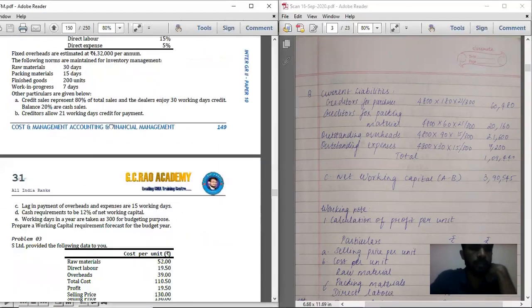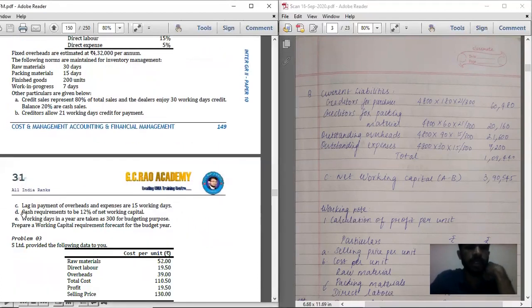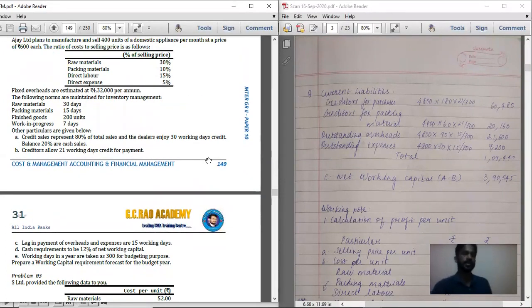So below that, point number C. Lag in payment of overheads and expenses is 15 working days. All the overheads and expenses are paid after 15 working days. They have given clearly that only overheads and expenses are paid after 15 working days. But labor, they have assumed it is paid on the same day. Morning they will work, evening they will pay.